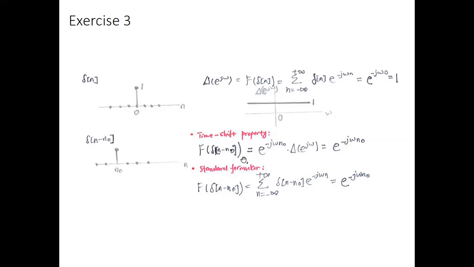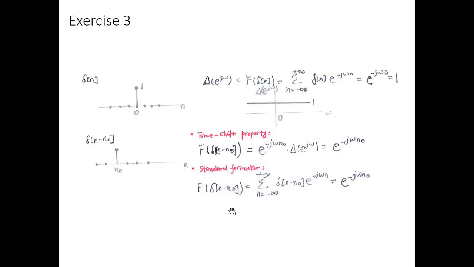If we apply the time shift property, the Fourier transform of delta n minus n0 is just the result above times exponential minus j omega n0. The result above is one, so the Fourier transform of delta n minus n0 is exponential minus j omega n0. n0 is a given amount. We already know how much is shifted.